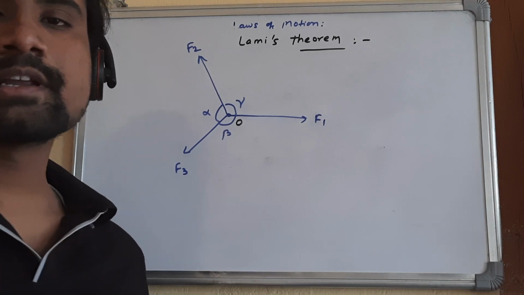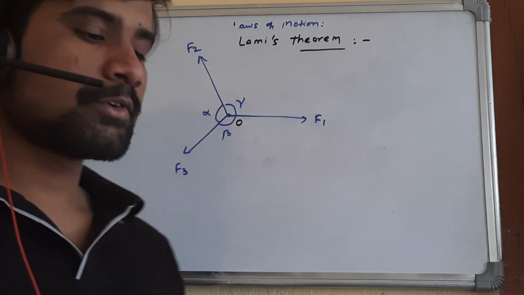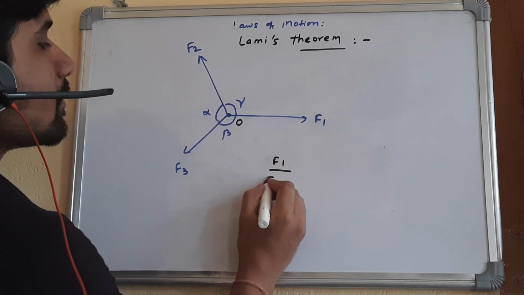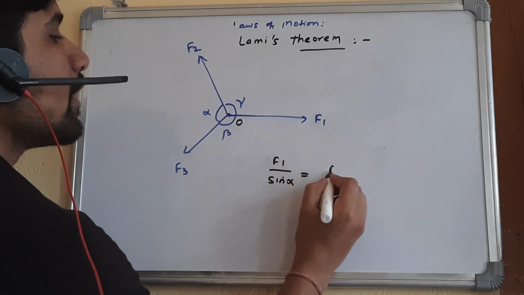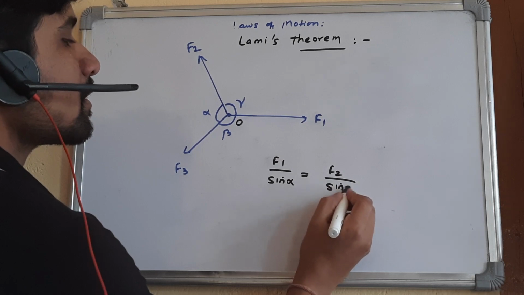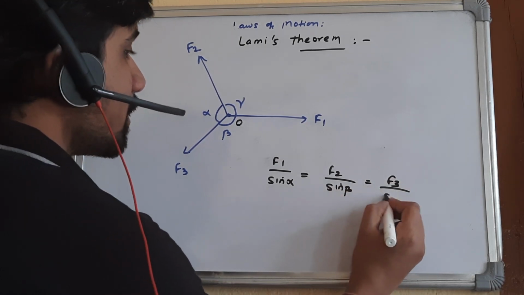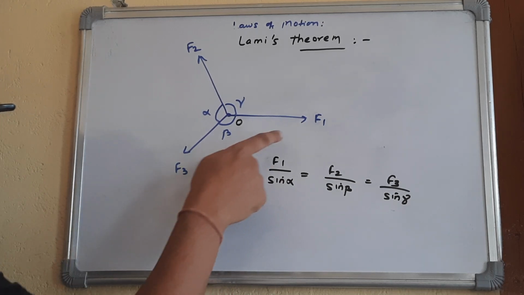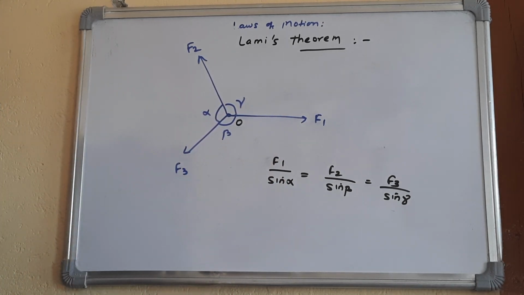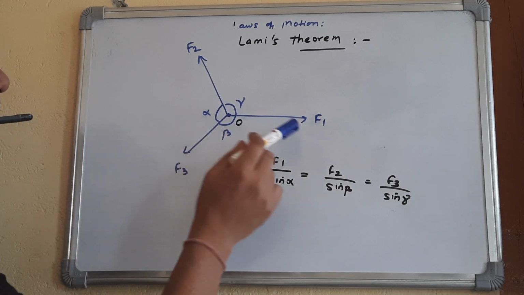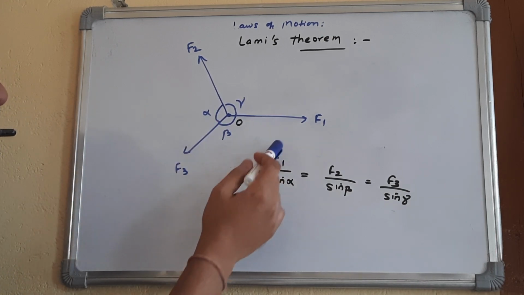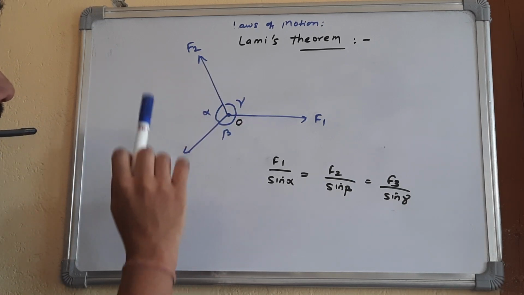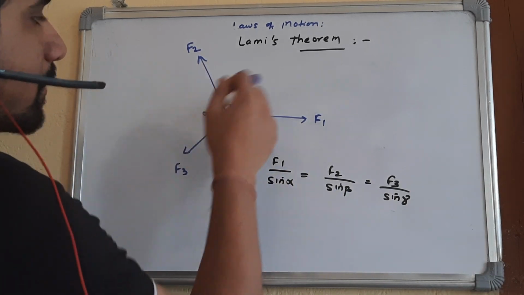We will not talk about the derivation here, we will just talk about the direct expression. The expression is F1 by sine alpha is equal to F2 by sine beta, which is equal to F3 by sine gamma. Now you see, alpha is the angle which is opposite to F1. You can remember it like that. Alpha is the angle opposite to F1, so F1 by sine alpha. Beta is the angle opposite to F2, and gamma is the angle opposite to F3.